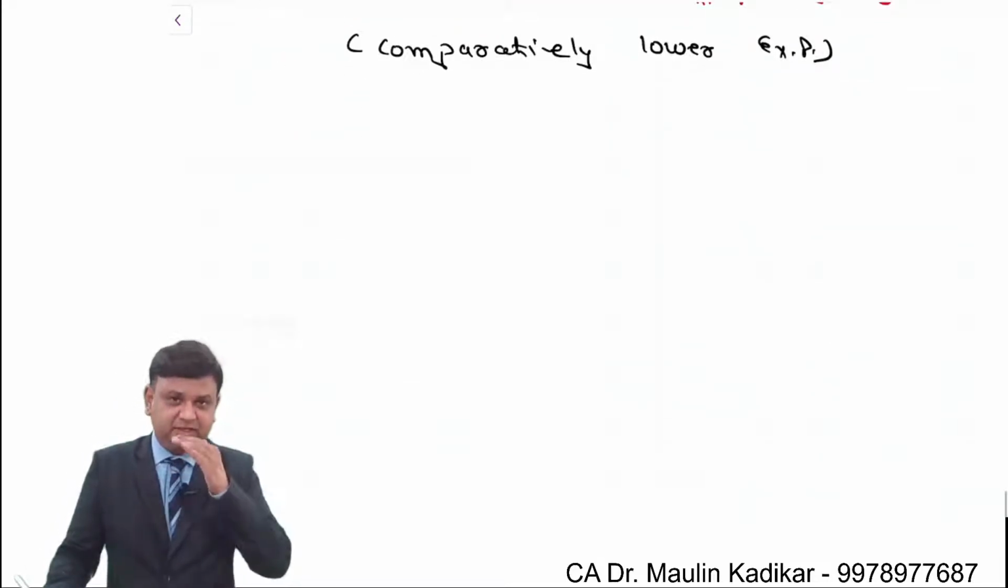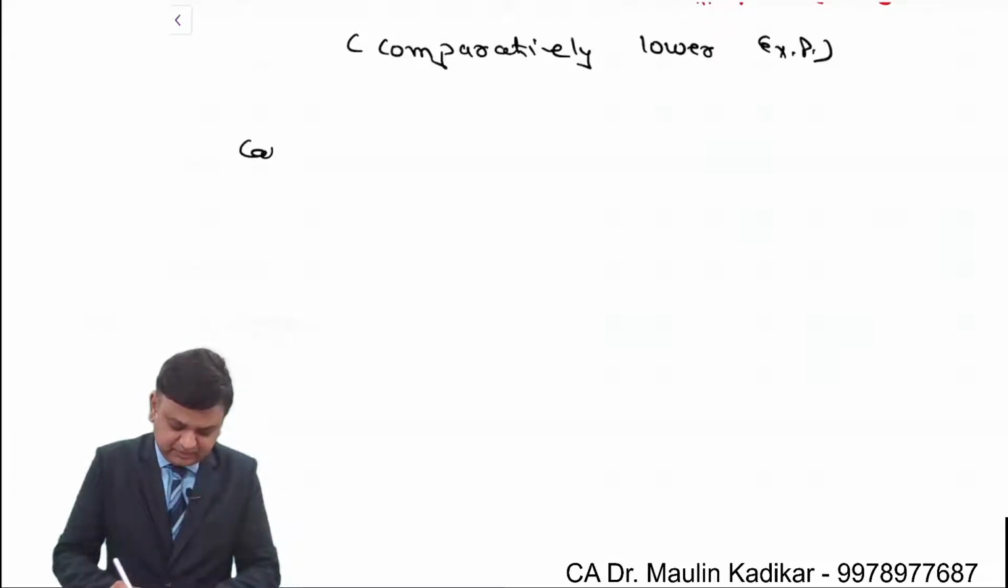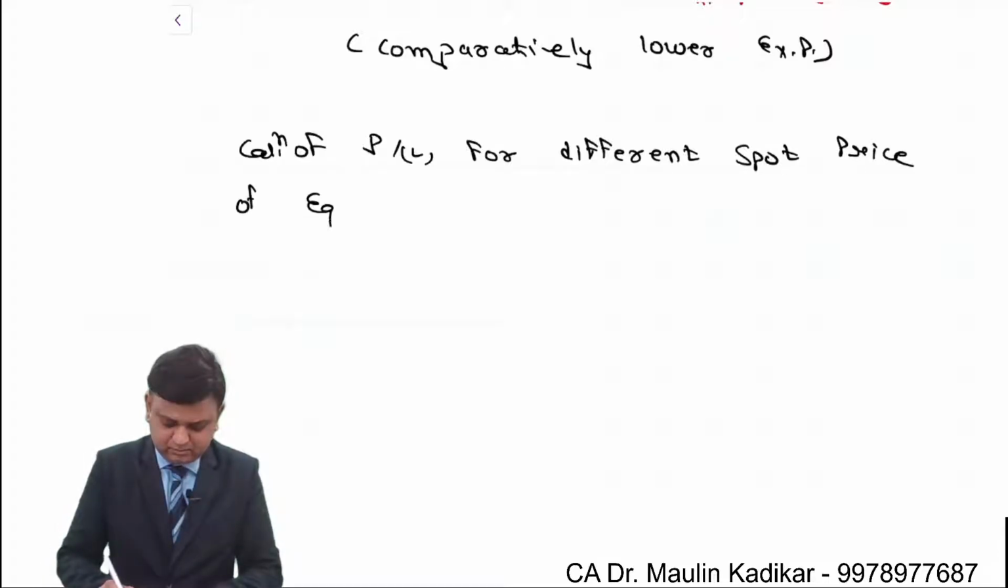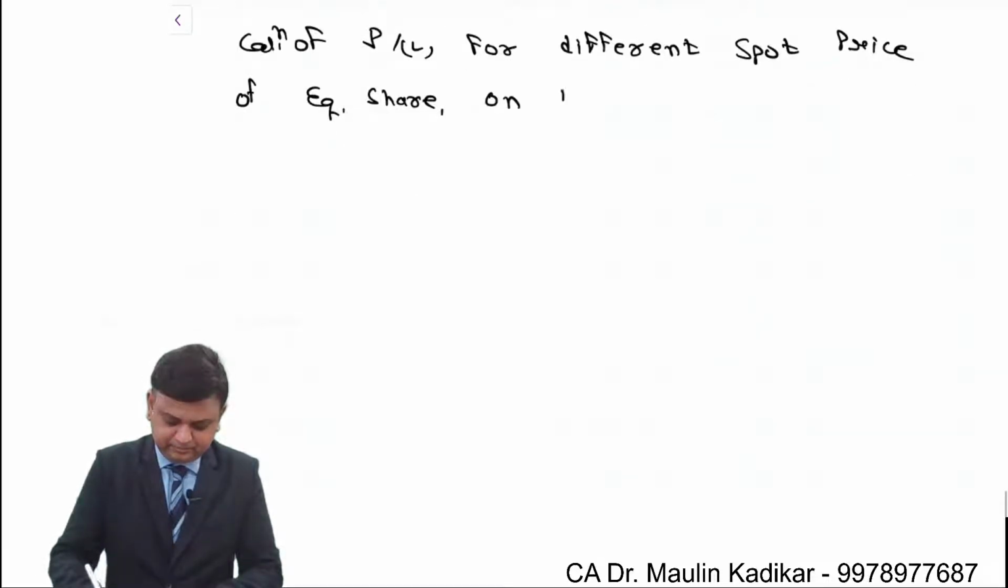With paragraph write down calculation of profit or loss for different spot price of equity share, comma, on the date of expiry of option.